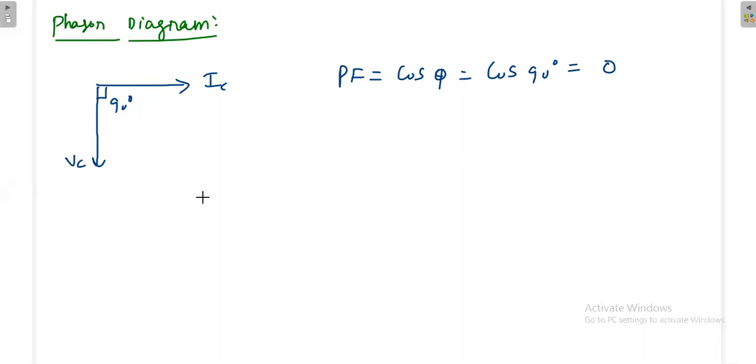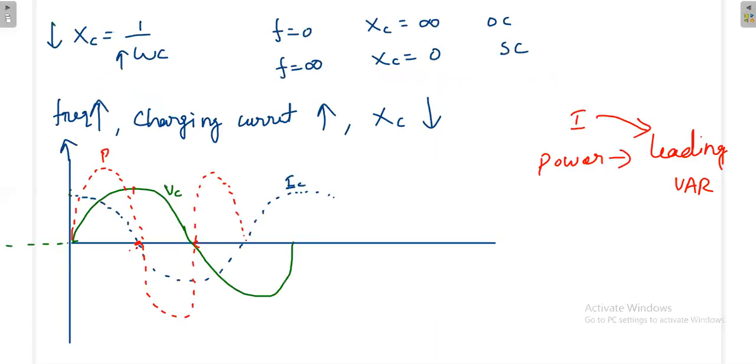Is there any doubt here? Because next I will proceed to the series RL circuit. In the last class we saw only L, now we have seen only C. After this we'll see the series RL circuit. Is there any doubt in this so far? The capacitor equation.